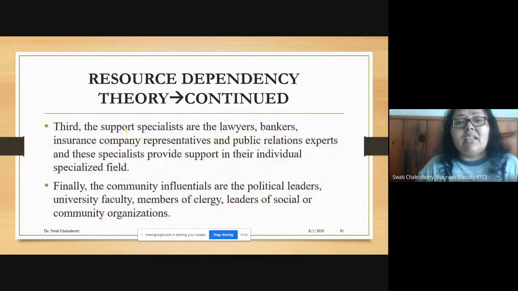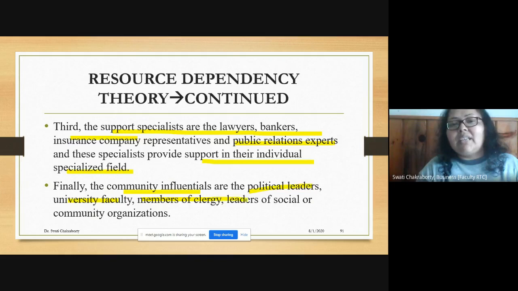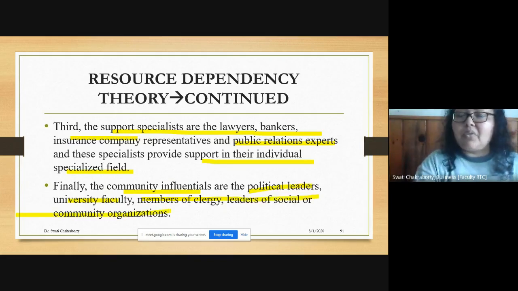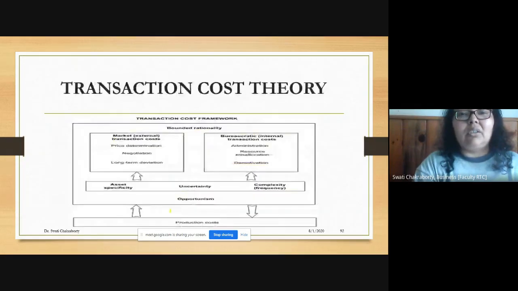Third is the support specialists. They are lawyers, bankers, insurance company representatives, and public relations experts, and they provide support in their individual specialized fields. And the last group is community influentials. Community means political leaders, university people, members of the clergy, and leaders of social or community organizations. So these are the different groups of directors that we have, right?